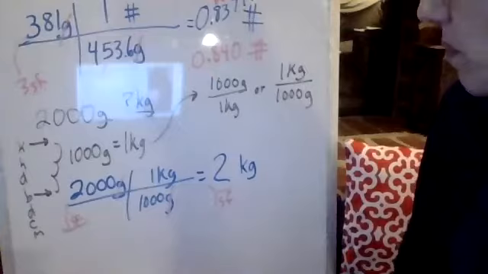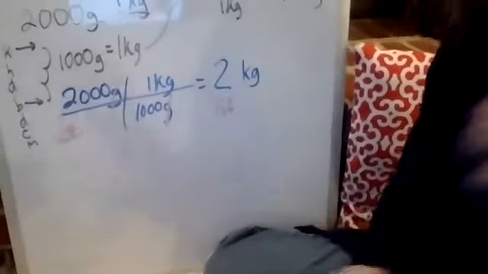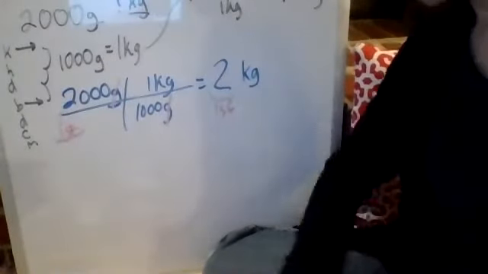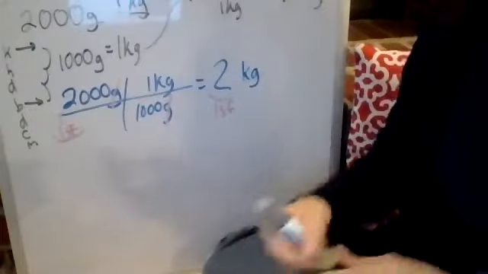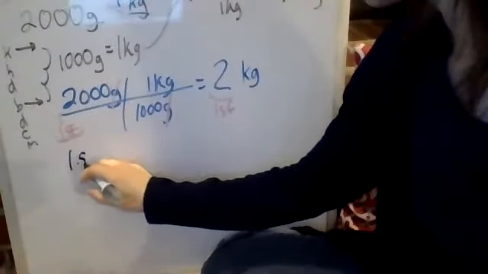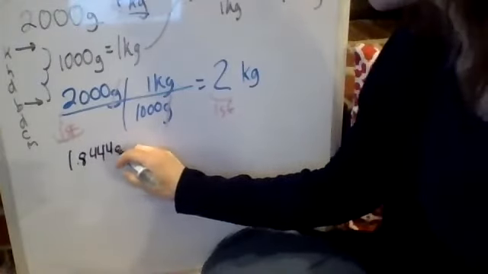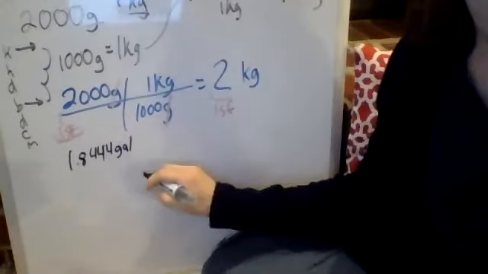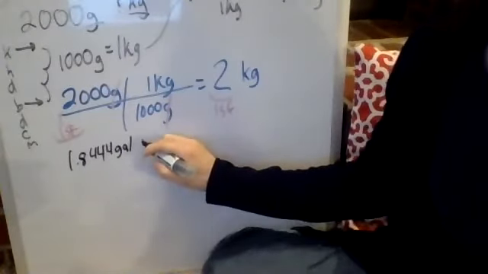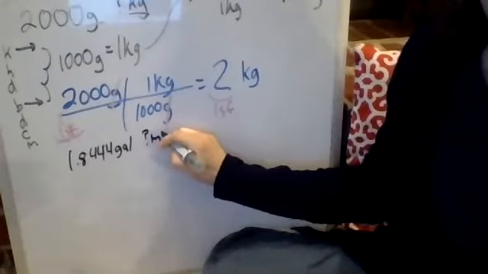We're going to do one more example, and I'll scroll down a little bit further so that you can see. Our next example, we're going to convert 1.8444 gallons, and we want to know how many milliliters there are.